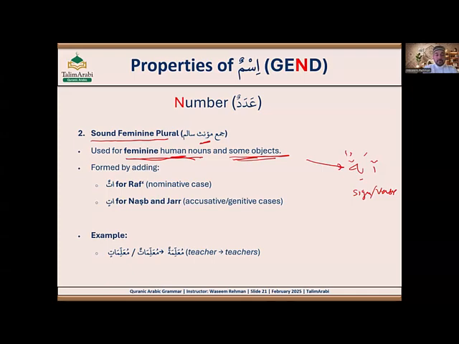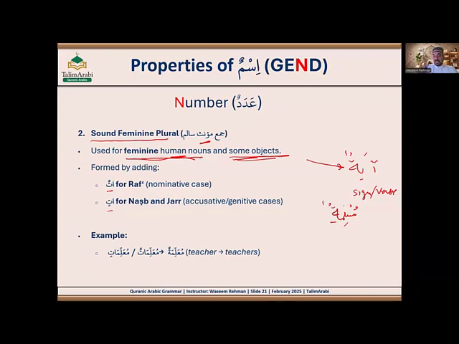How to form it? For the sound feminine plural, you put atun at the end: alif with ta, and then two tanween, dhamma tanween. And for nasab and jar, atin. Let me take muslimatun, that's the best example. Now it's muslimatun, ending with ta marbuta. We know it's a female because it has a sign of femininity: it is ending with ta.